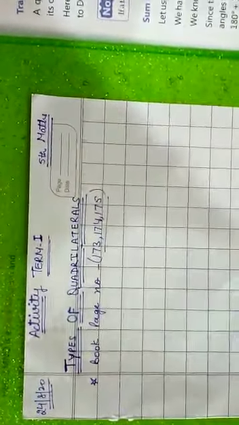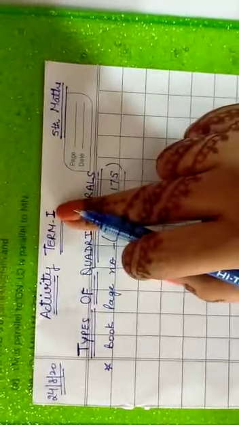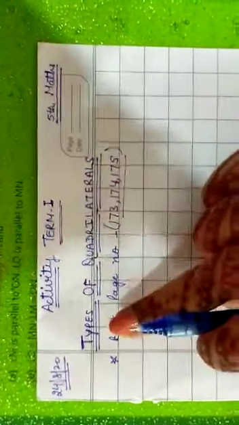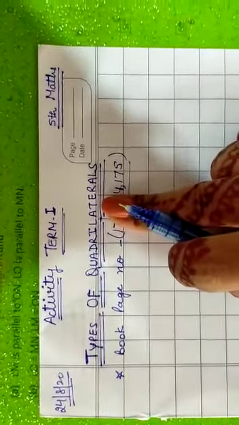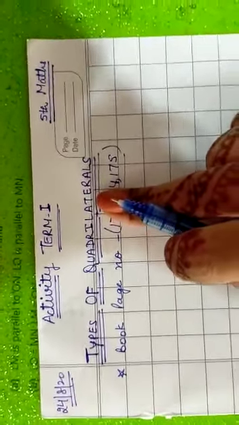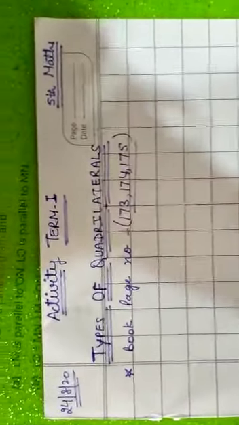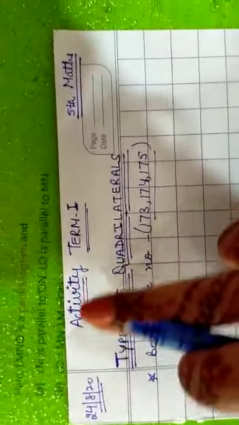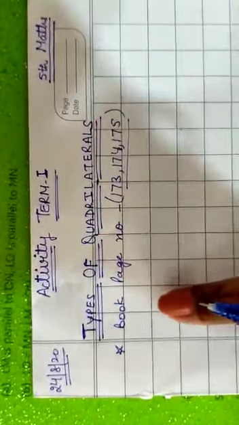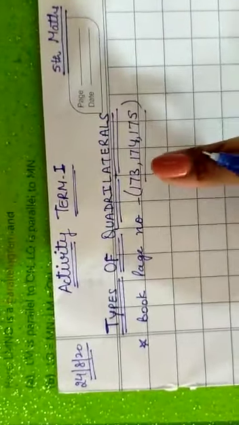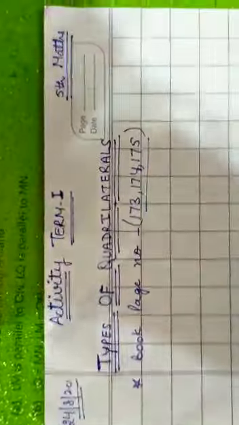Hello students, in this video I am going to discuss with you the activity of term 1 that you are to do. It's types of quadrilateral. If you remember, I have discussed already in chapter 13 the types of quadrilateral. I will give you a short view again. See, the headings we are to do: activity term 1, date, types of quadrilateral. It is on book page 173, 174 and 175.